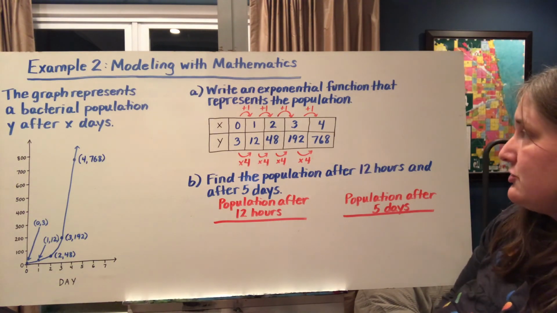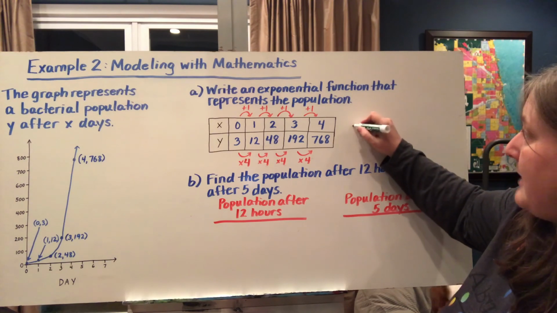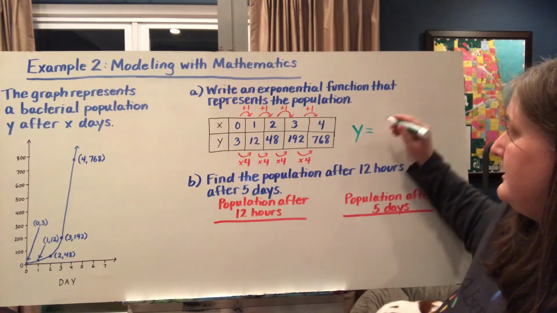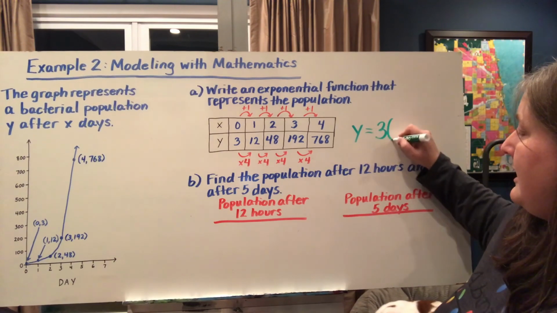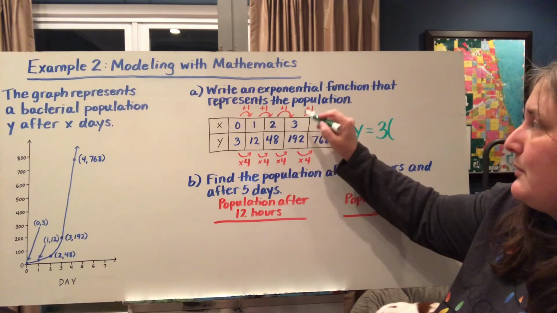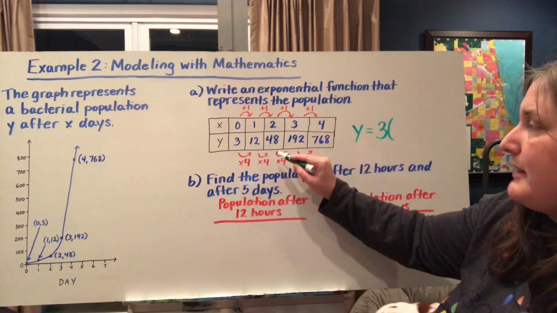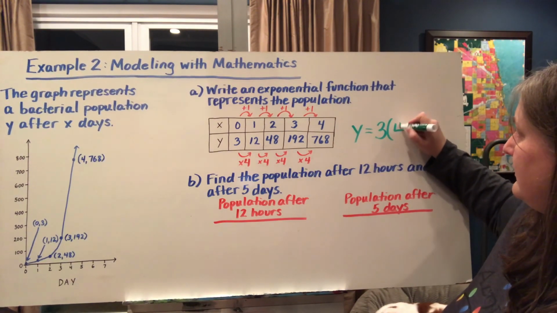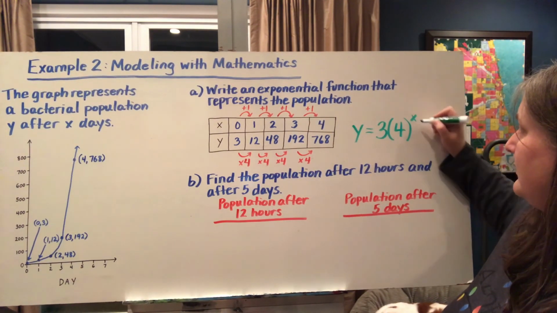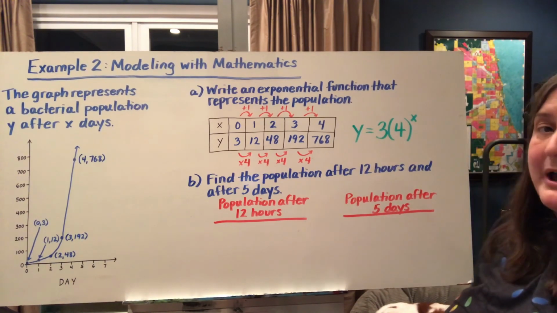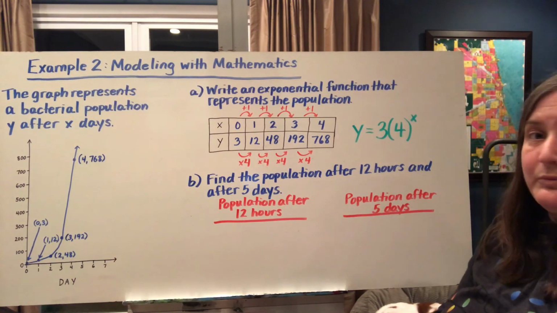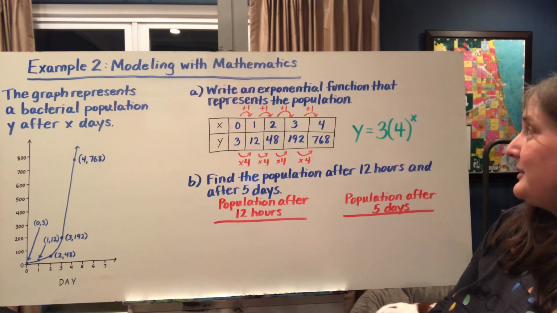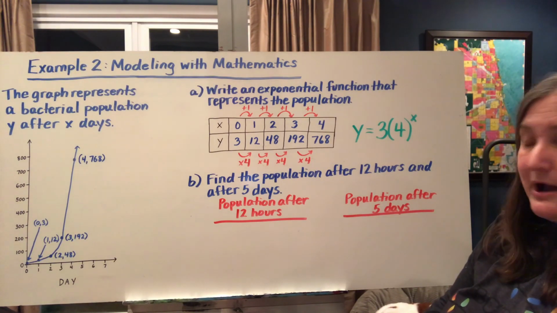So if I want to write an equation for this bacterial population, I first want to find my y-intercept, which is 3. And as my x values are increasing by 1, my y values are increasing by a value of times 4. So my equation for this data is y equals 3 times 4 to the x power.